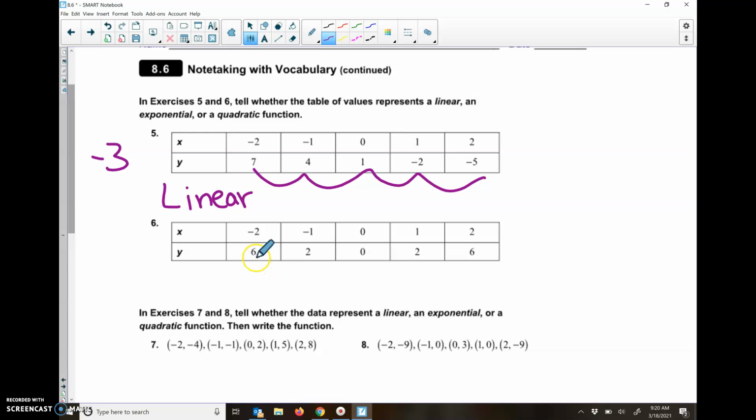Okay? Here I go from 6 to 2 to 0, back to 2, back to 6. I see some numbers repeating there. So I see 6 and 6, I see 2 and 2. 0, 0 must be my vertex. So that means it's quadratic.